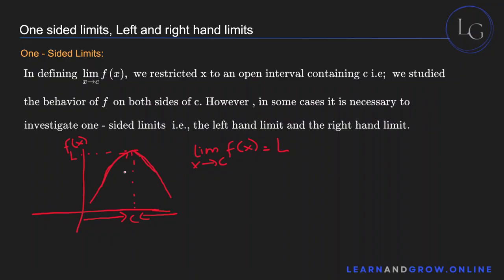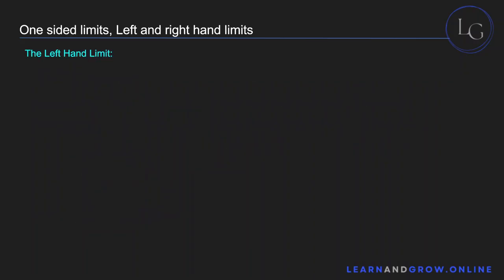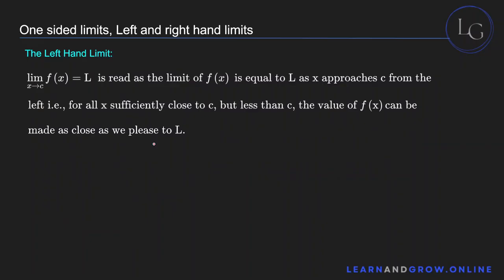So we've discussed this so far, but we need to discuss one-sided limits because this is not true for every single function. And here is an example, the left-handed limit. It says this function over here is equal to L as x approaches C from the left side, right? So basically, here's an example of how you see a left-handed limit.